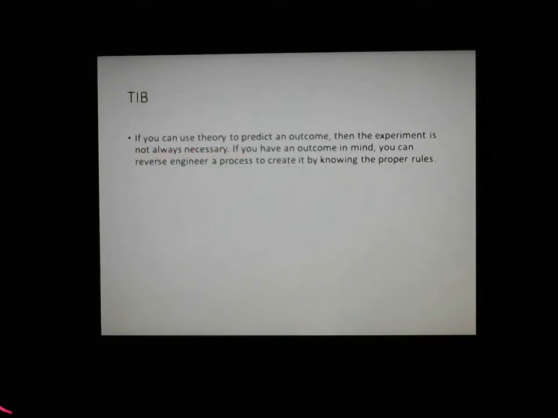So the reason this is important is because if you can use theory to predict an outcome, then sometimes the experiment is not always necessary, or vice versa. If you've got an outcome in mind, you can reverse engineer a process to get that thing as long as you know those proper rules. So chemistry is really good on that. If you ever watch YouTube videos on chemistry and people creating stuff in home chemistry labs, all you got to do is know the rules. You start with some basic precursors and you can construct a lot of stuff.